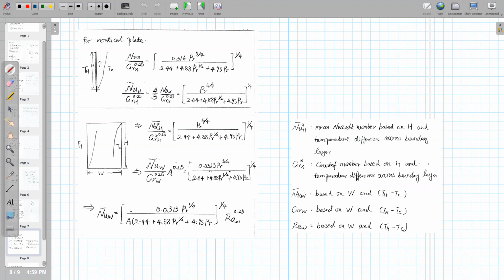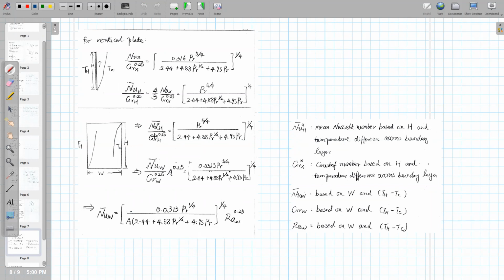And if you have a plate with an overall length of h, the mean Nusselt number on this plate h will be equal to this one. Just do an integration on the x parameter from 0 to h, and you can get this mean Nusselt number correlation. We get this from our previous similarity solution of external natural convection around the vertical plate. With these two equations in mind, we try to apply them to this problem.